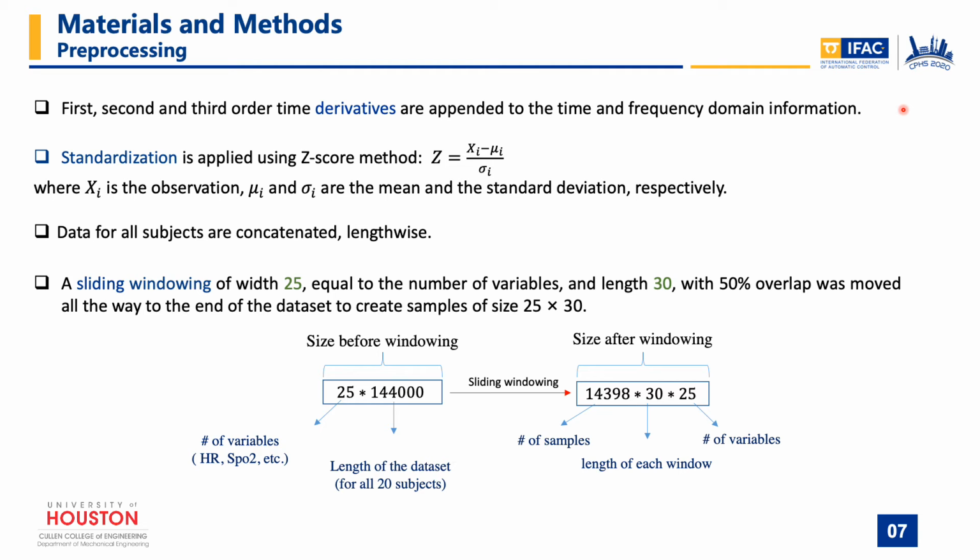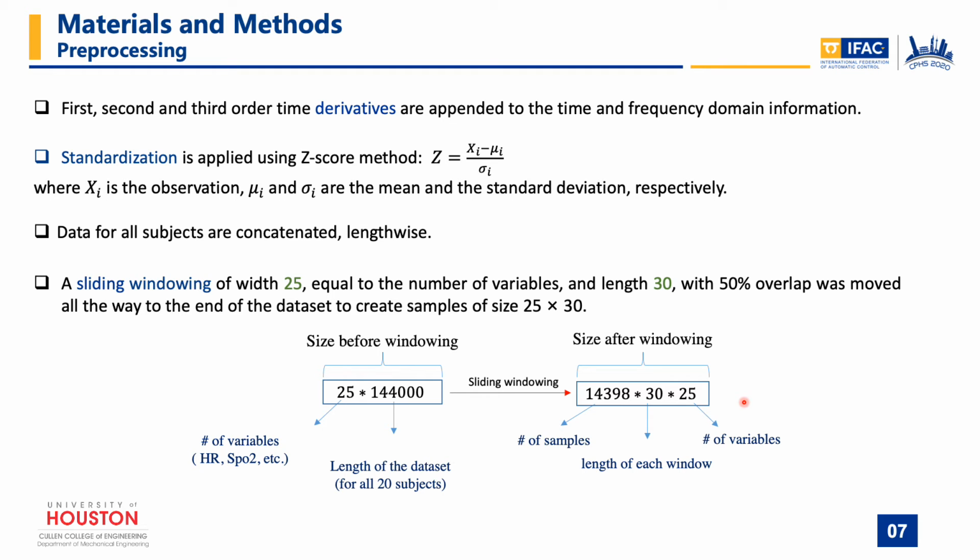Since we are dealing with a multivariable dataset now, to solve the problem of having various distributions for each variable, we apply a z-score standardization method on each of the variables separately. Here in this equation, x_i is the observation, mu_i and sigma_i are the mean and standard deviation respectively. After this, we concatenate the data for all subjects lengthwise, and finally, we use a window of width 25, the same as the number of our variables, and length 30 with 50% overlap, and slide it all the way to the end of the dataset to create samples or segments of size 30 by 25.